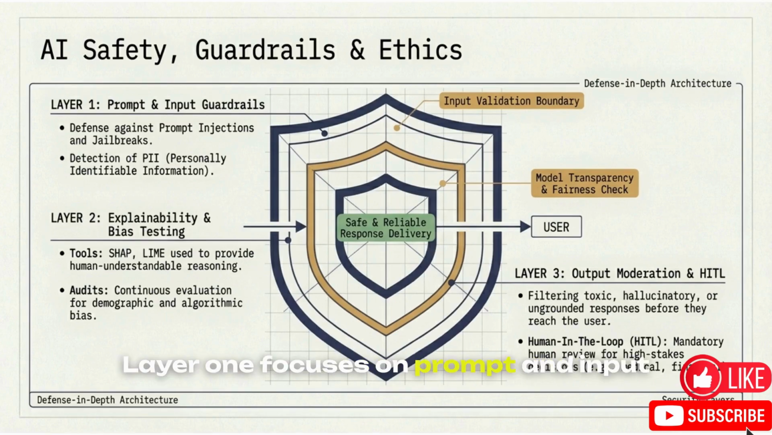Layer 1 focuses on prompt and input guardrails against injections. Layer 2 ensures explainability and bias testing. Layer 3 involves output moderation and human-in-the-loop review for high-stakes decisions.